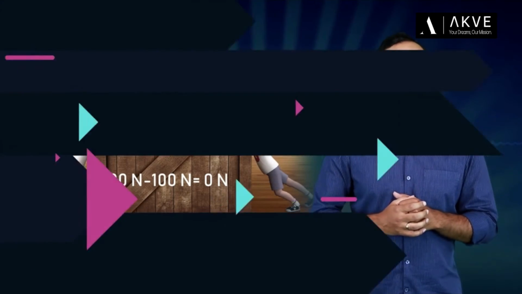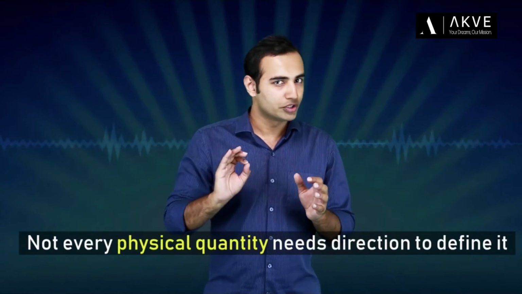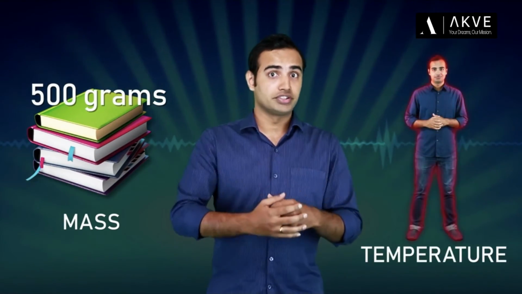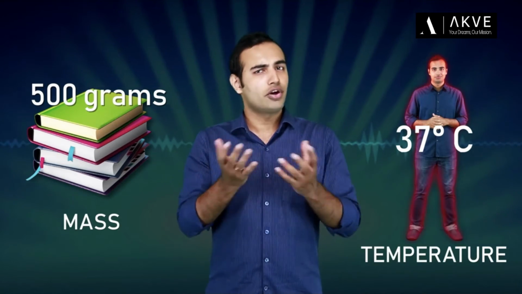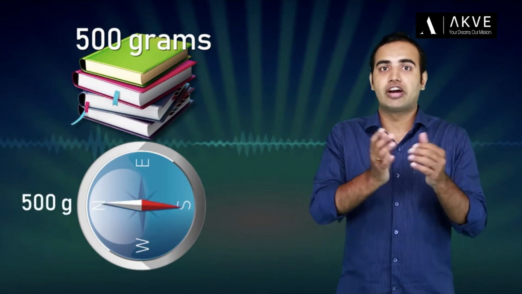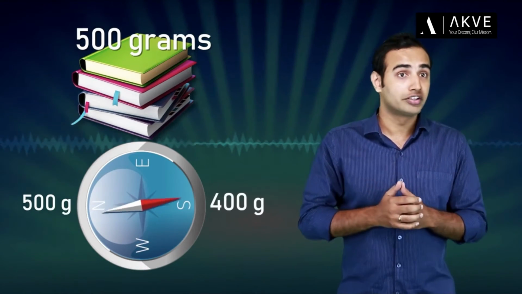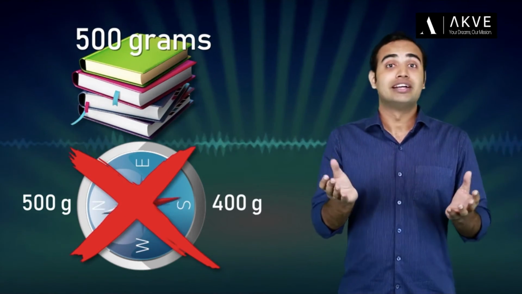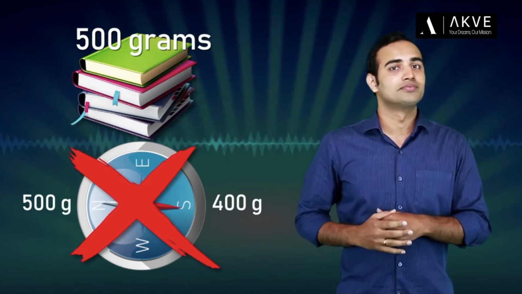Interesting concept, right? But you see, not every physical quantity needs a direction to completely define it. For example, physical quantities like mass and temperature can be completely defined using only their magnitude. So sentences like, my book weighs 500 grams or my body's temperature is 37 degrees Celsius, are logical and complete in themselves. However, if I say something like, my book weighs 500 grams in north direction while 400 grams in south direction, then it is completely absurd and illogical because we know that mass doesn't change with the direction.